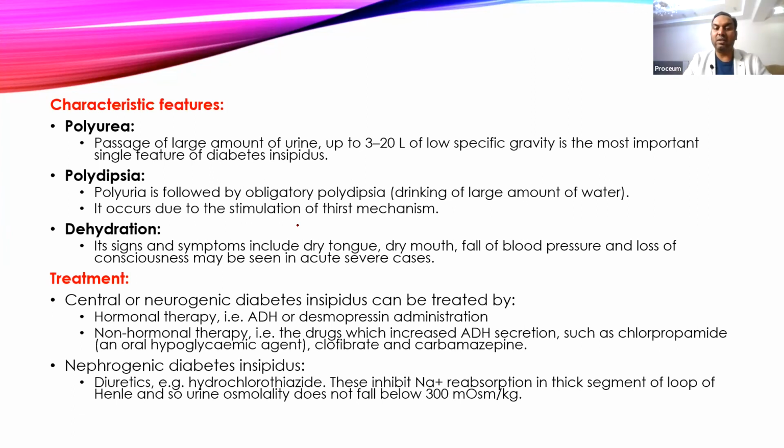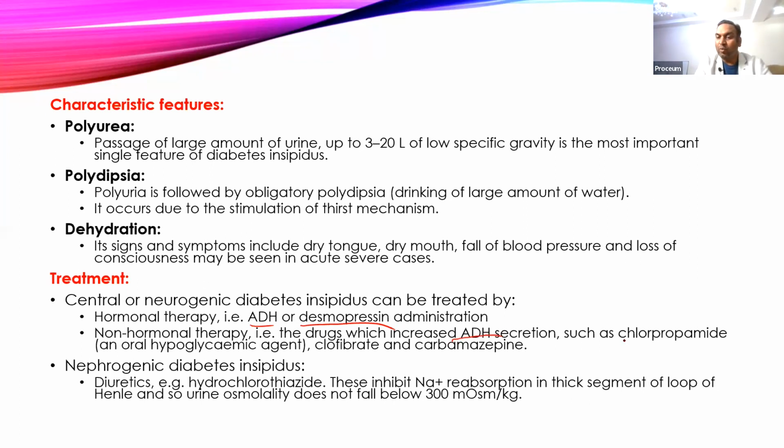How can we treat this diabetes insipidus? We can use hormone therapy. We can use either ADH or an ADH analogue, that is desmopressin, which will show the effect and reverse all the effects of ADH deficiency. If the case is a little bit mild, we don't need to give desmopressin; we can give a drug which can increase ADH secretion.